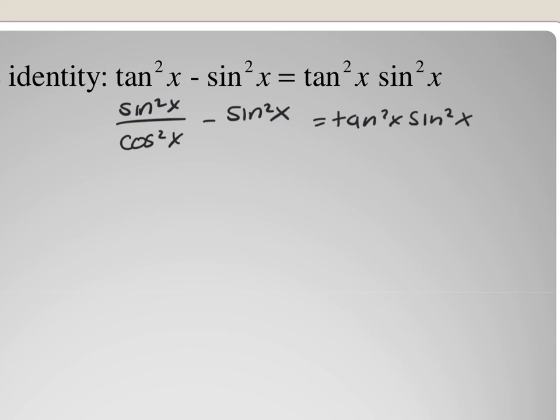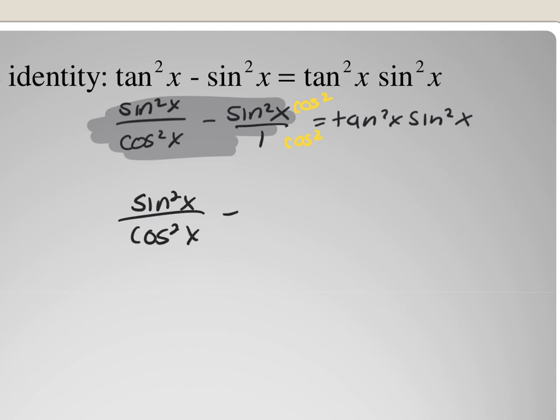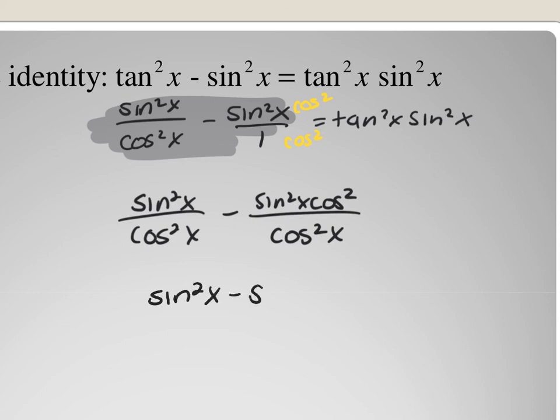Now if I want to get this into 1, I have to give it a like denominator. So what do I have to multiply sine by? Cosine squared. Good. So I'd get sine squared x over cosine squared x minus sine squared x times cosine squared x over cosine squared x. Now they have the same denominator. Sine squared x minus sine squared x cosine squared x over cosine squared x.